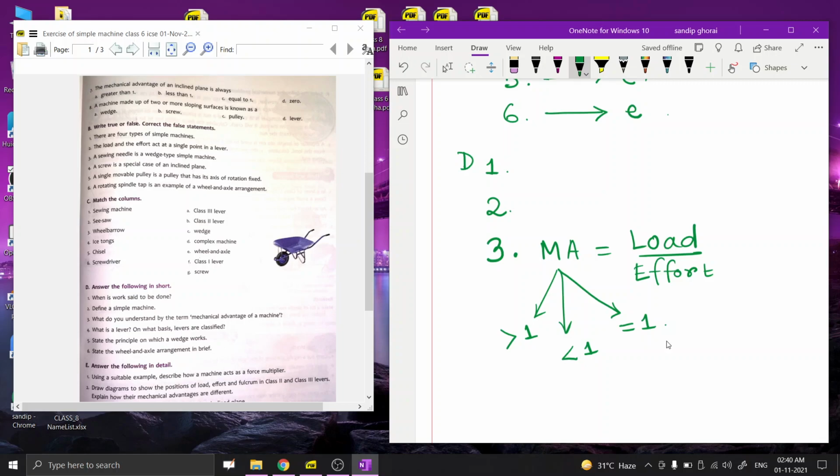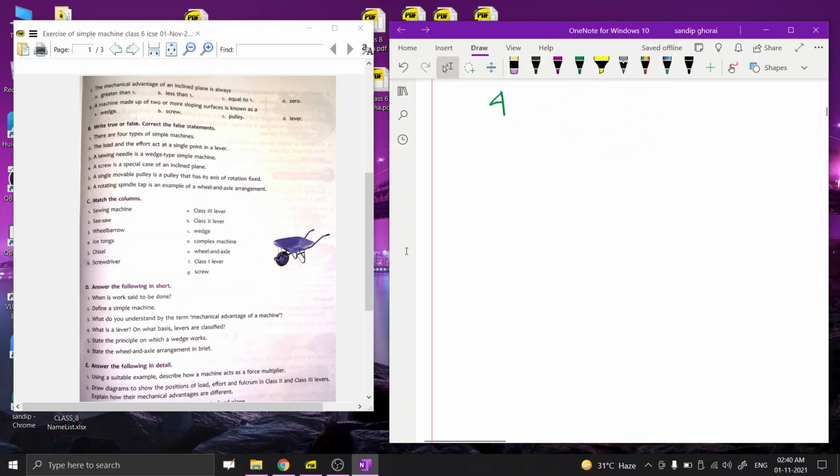Now, what is a lever? We already discussed in class the definition of a lever. A lever is a rigid bar that can rotate freely about a fixed point, and the fixed point is called the fulcrum. And on what basis are levers classified? On the position of load and effort.